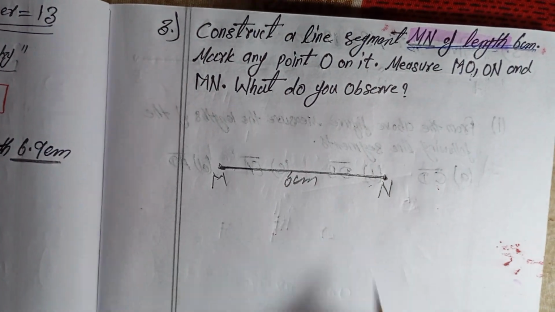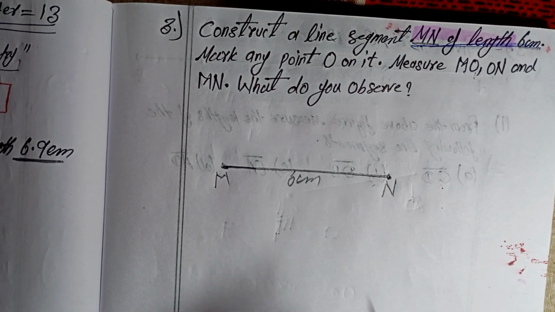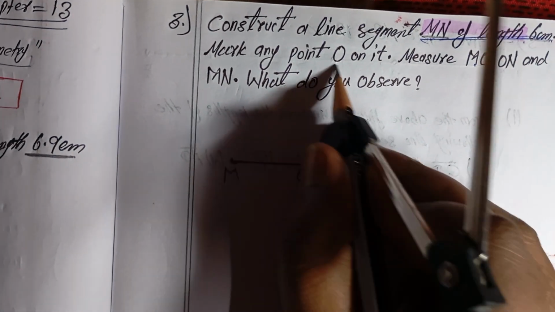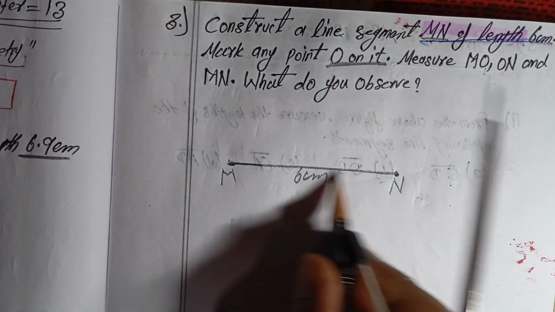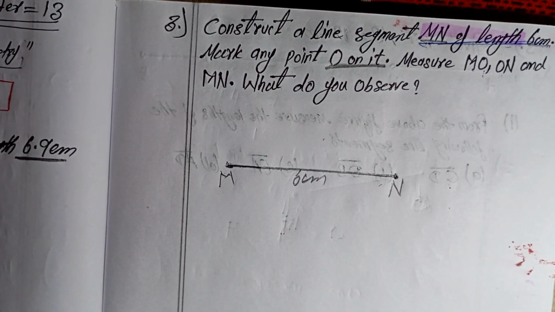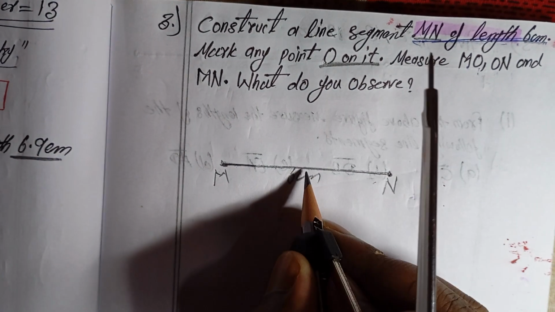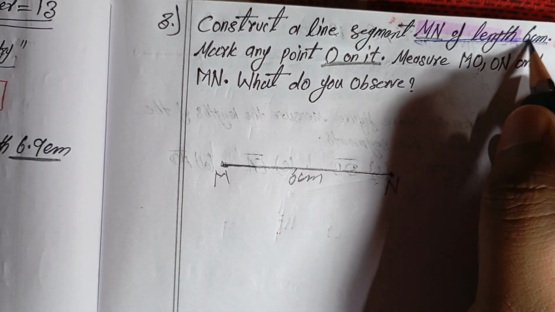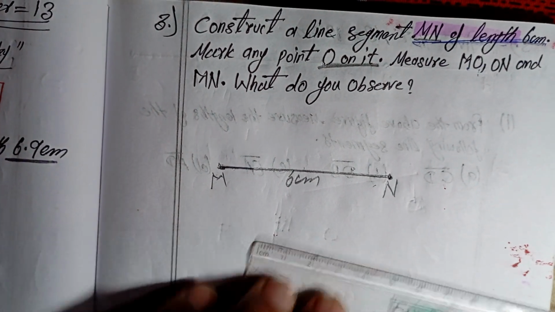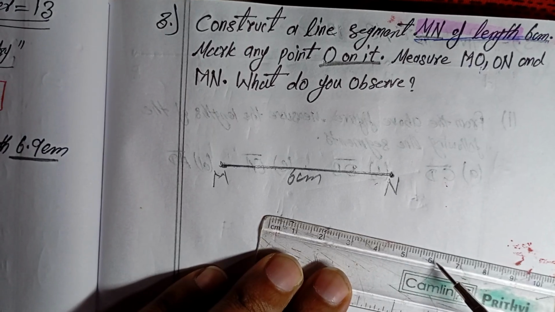This is going to be 6 centimeter. Now what this question is telling: make any point O on it. In this line, make a point O anywhere. So let's suppose in the middle of that, the middle of 6. This is total 6 centimeter.